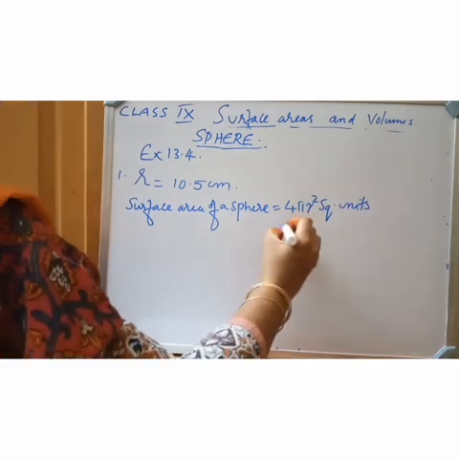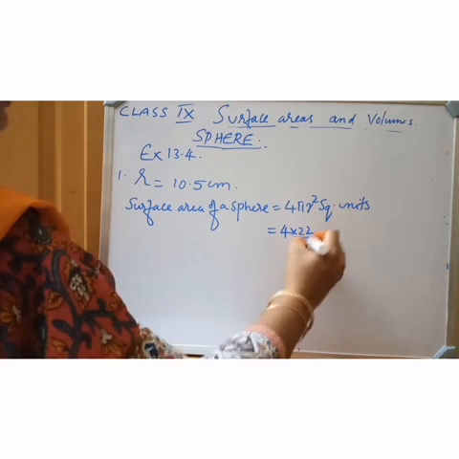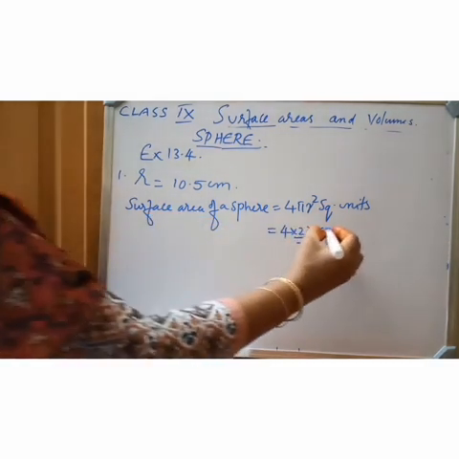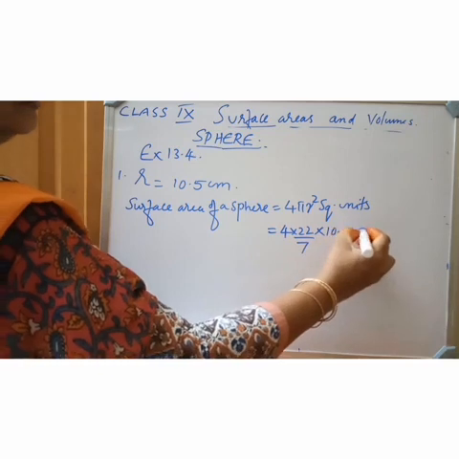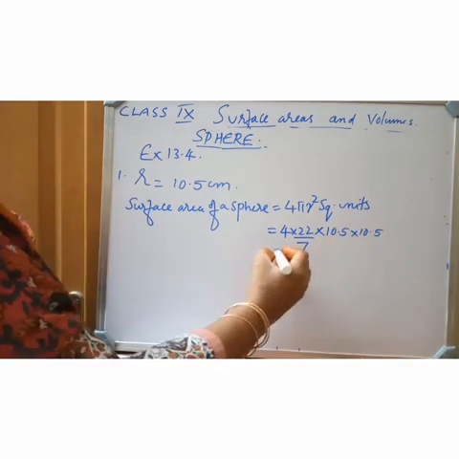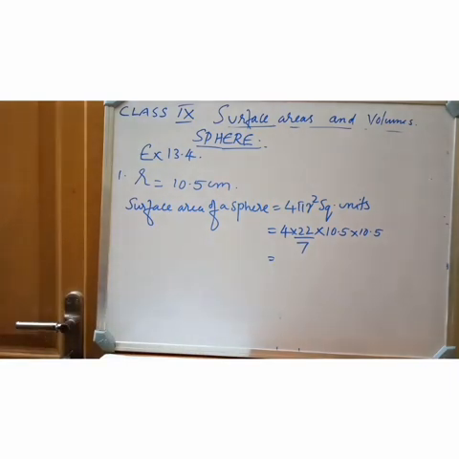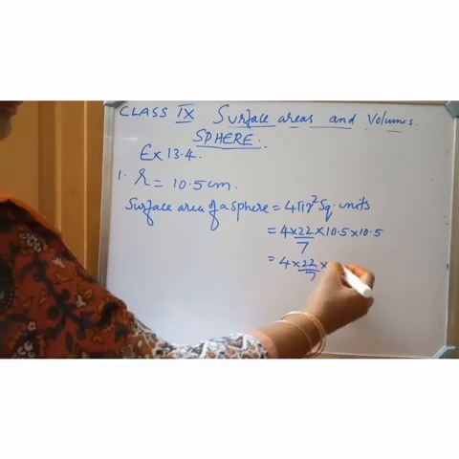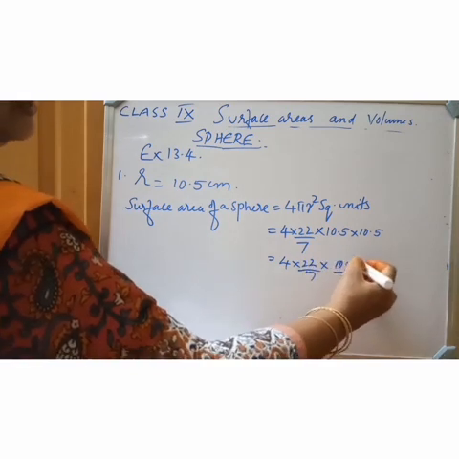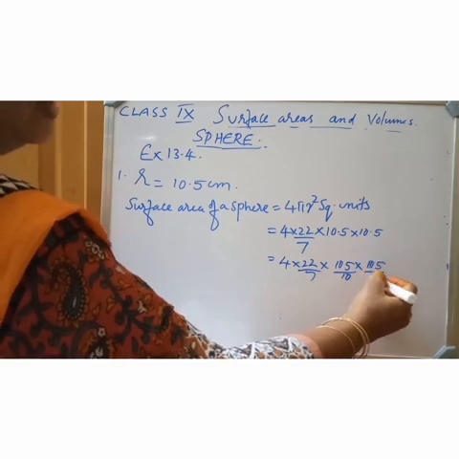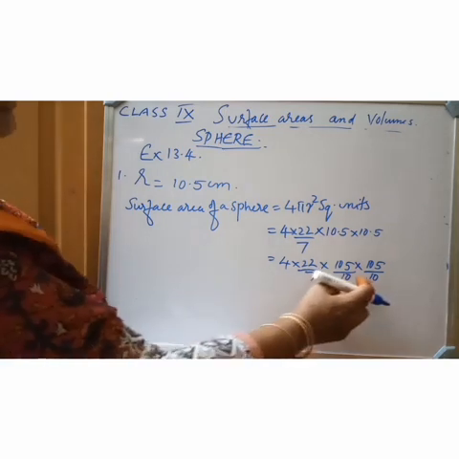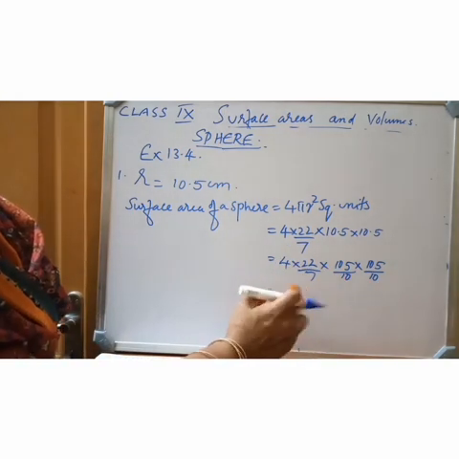So 4 into 22 by 7 into, what is our r value? 10.5. So 10.5 into 10.5. 10.5 we can write as 105 divided by 10. Okay. So 4 into 22 by 7 into 105 by 10 into 105 by 10. Why I have written it this way is that the cancellation is easy for you. If the denominators are multiples of 10, we can do the division very easily.